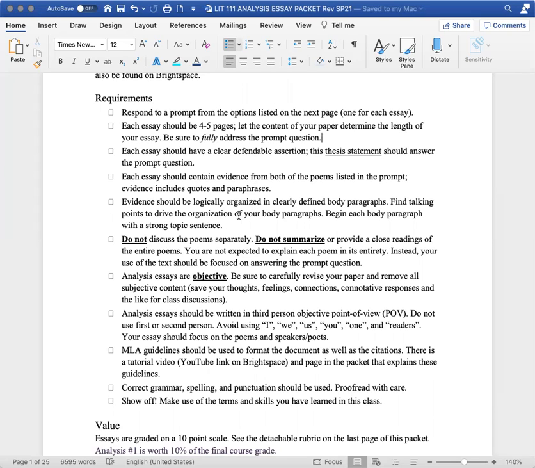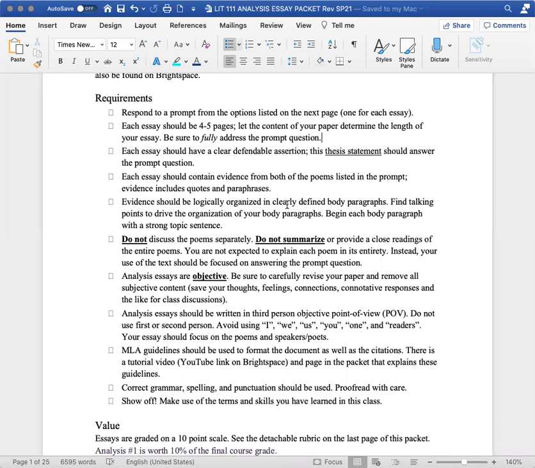Each essay should contain evidence from both of the poems listed in the prompt, and evidence includes quotes and paraphrases. Paraphrasing means to put it in your own words, to describe something that happened or something about the poem without citing the exact words used by the poet. Evidence should be logically organized in clearly defined body paragraphs. In this packet, I'm going to help you better understand how to divide your ideas into functioning body paragraphs.